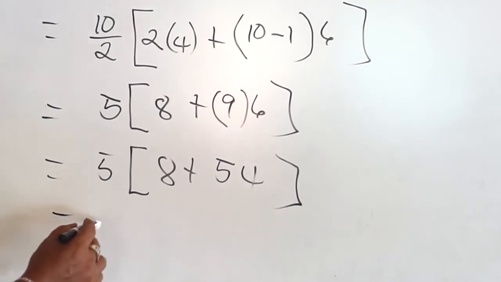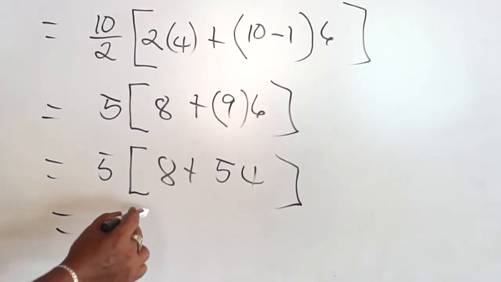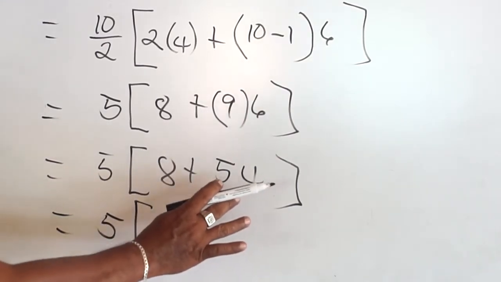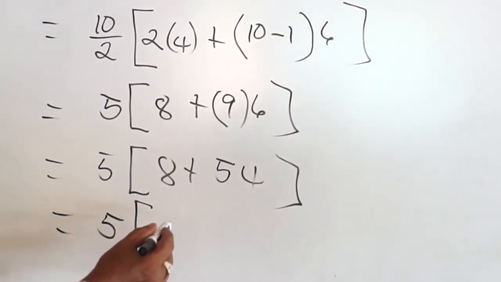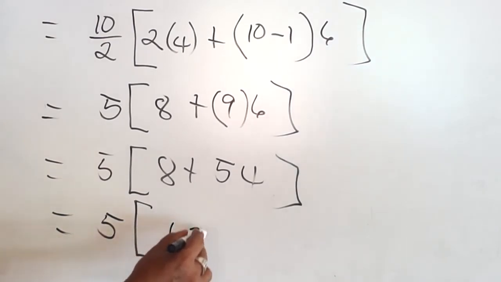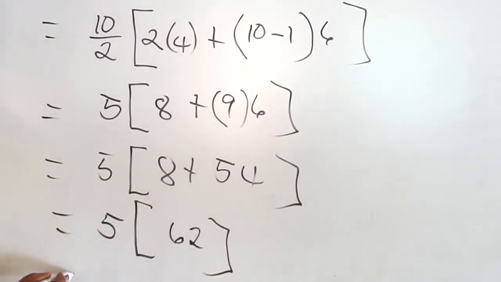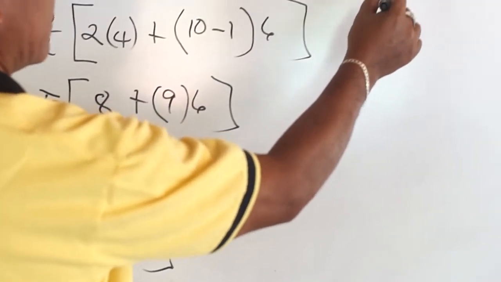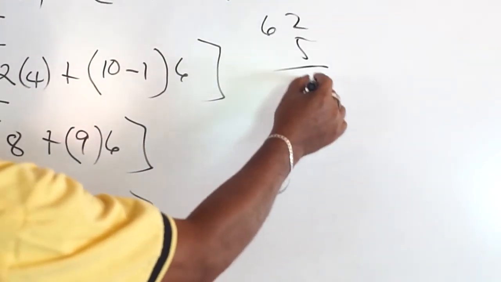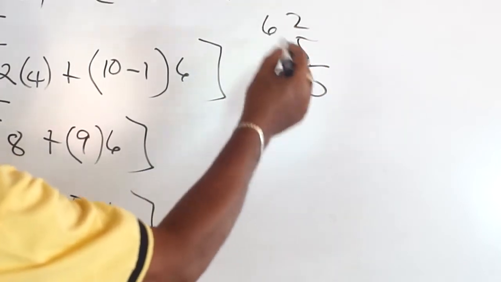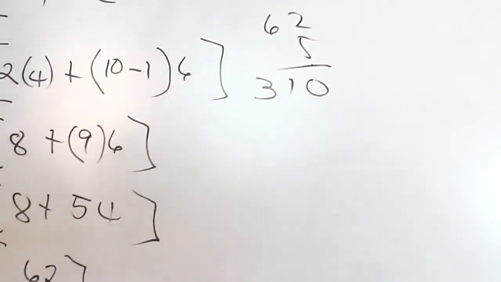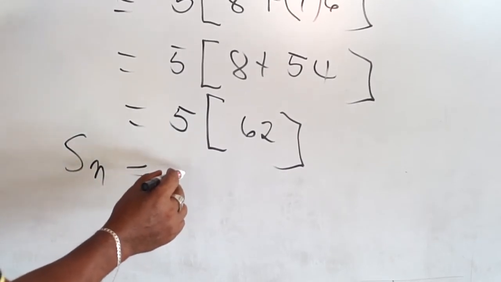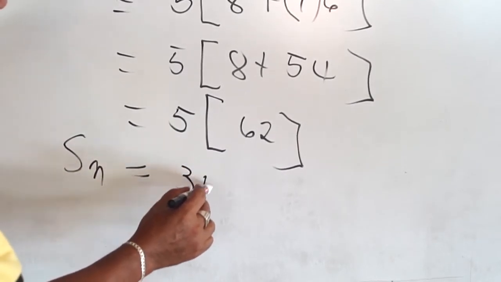Then simplify. We have 5, then open brace. 8 plus 54 is 62. Then multiply. 62 times 5. So we have 10, carry 1. So we have 30 plus 1, that is 31. So the sum is equal to 310.